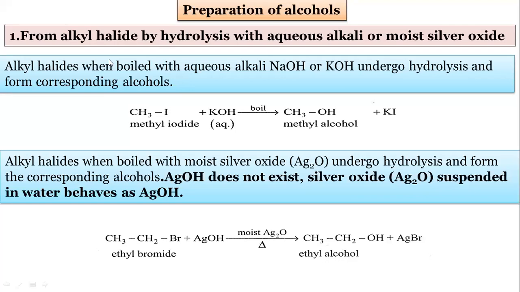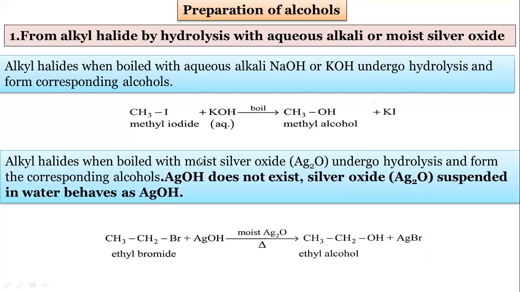The first one is from alkyl halide by hydrolysis with aqueous alkali and moist silver oxide. Both these reactions are already completed in chapter 10, Halogen Derivatives. These are nucleophilic substitution reactions in which the nucleophile is OH minus. This is the famous SN2 reaction, substitution nucleophilic bimolecular, in which a primary alkyl halide is used and the nucleophile is OH minus. Iodine is replaced and we get methyl alcohol.